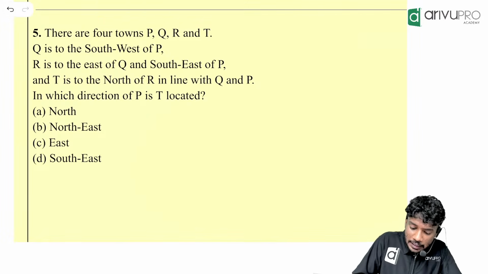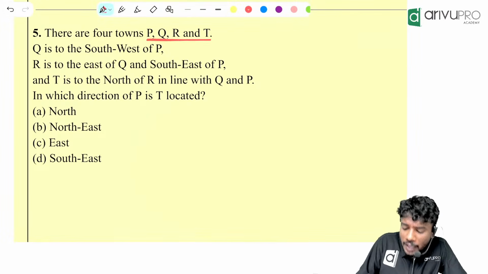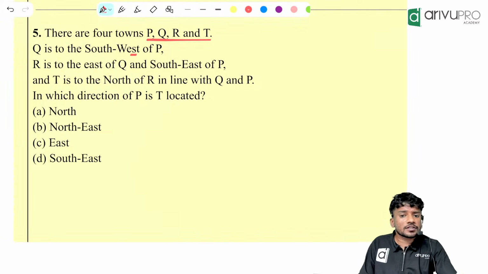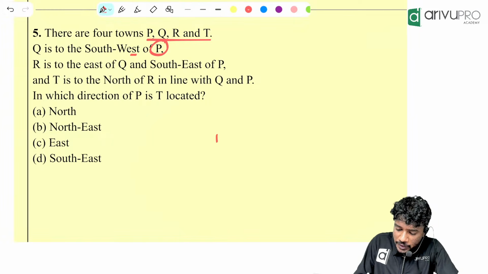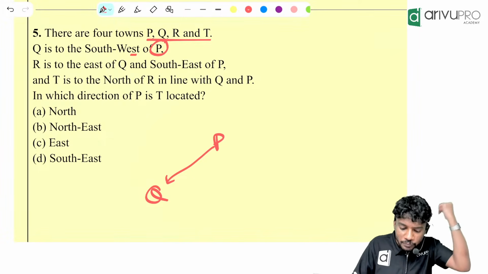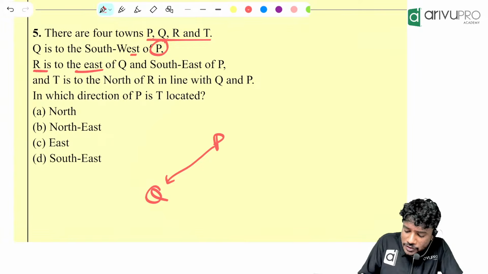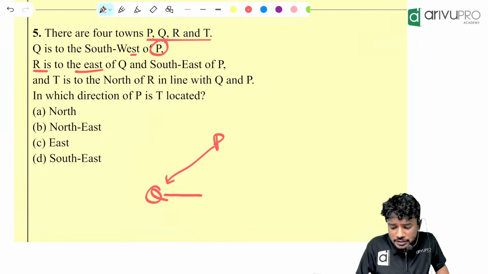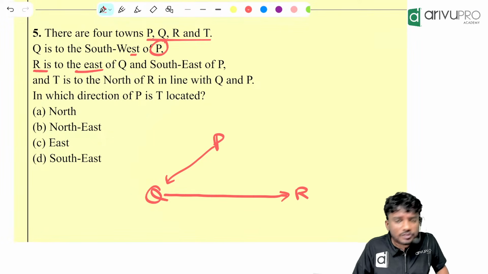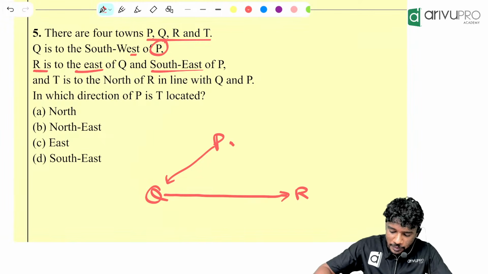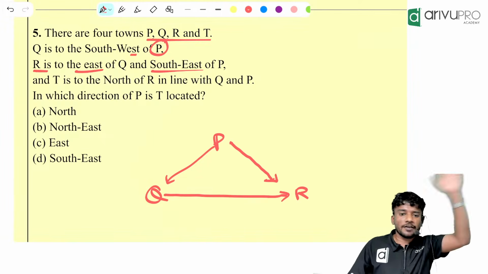Next one. There are 4 towns, P, Q, R, T. There are how many towns? P, Q, R and T. Q is southwest of P. So, with respect to P, Q is where? Southwest. Correct? Over here is the position of our Q. Then, R is to the east of Q. R is to the east of Q means which direction will be R? East direction will be R. And R is to the southeast of P. Southeast of P, correct. This way it's correct. Everything is done.